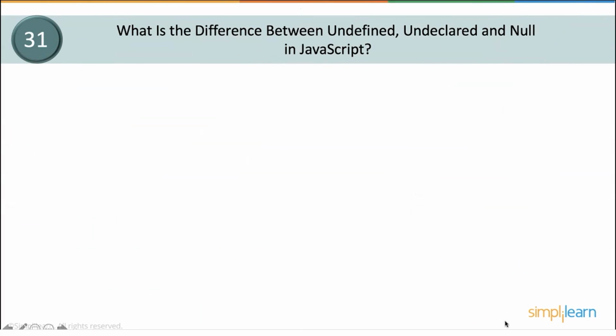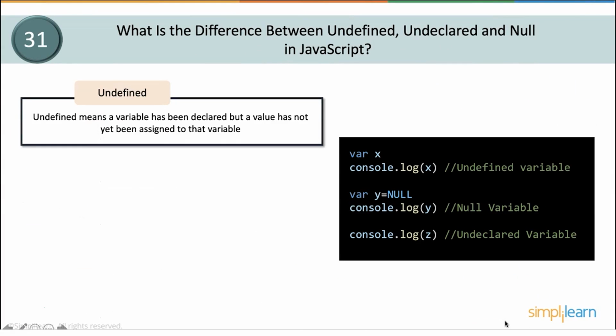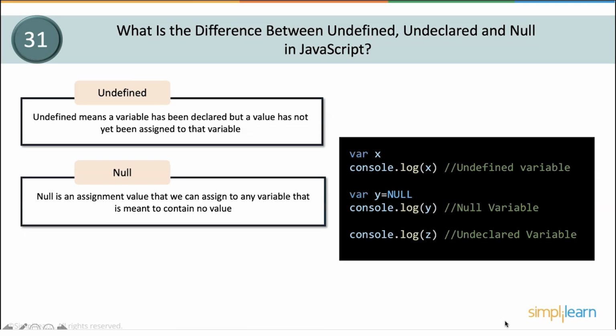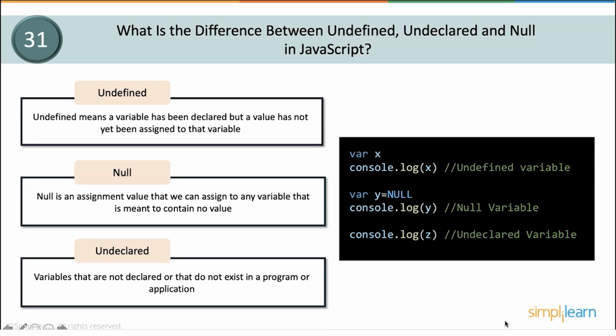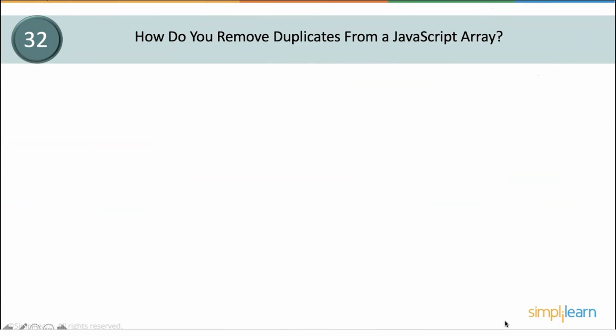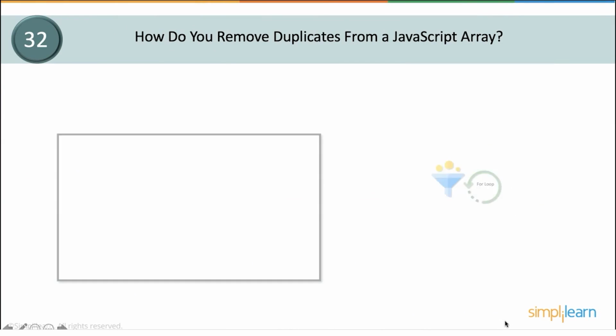What is the difference between undefined, undeclared and null in JavaScript? Undefined means a variable that is declared but the value has not been assigned yet. First of all, let's talk about null. Null is an assignment value that we can assign to any variable that is meant to contain no value. And undeclared means the variables are not declared and do not exist in the program. That is called undeclared.